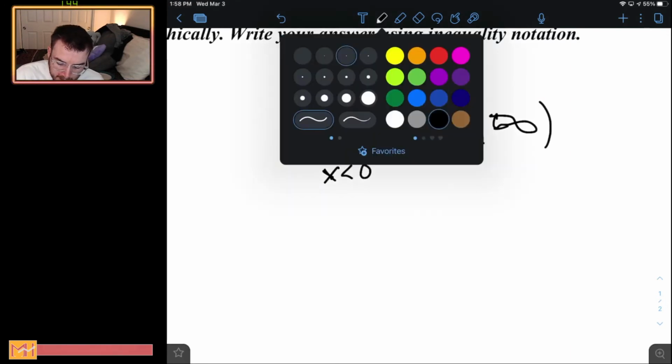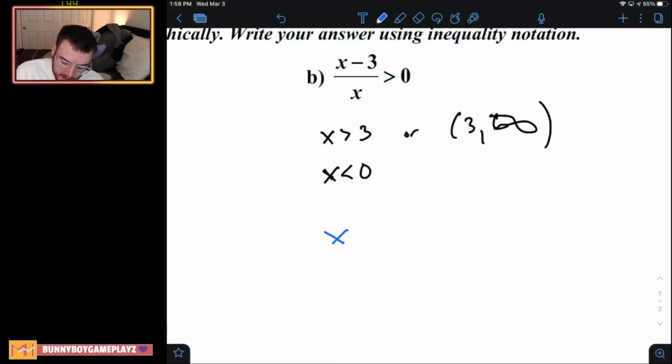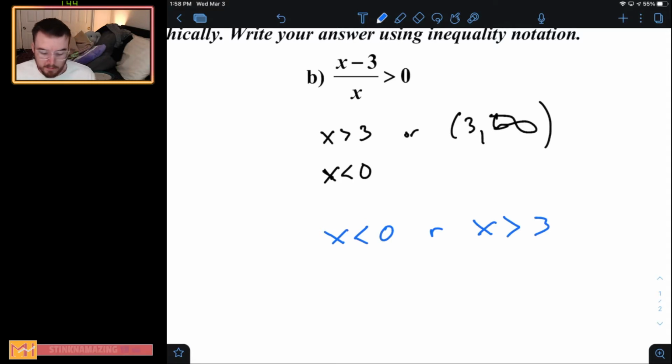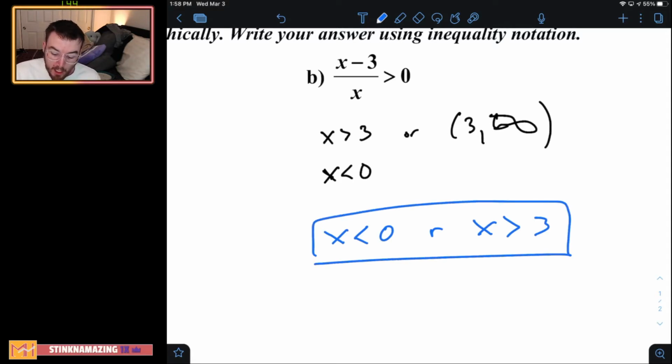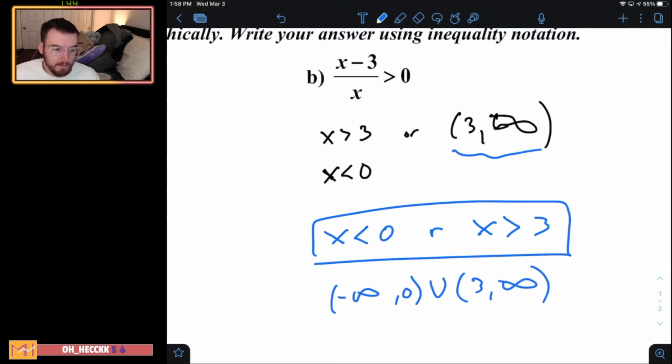Okay, so let me write this properly. X is less than 0 or x is greater than 3, right? That's kind of our final answer. Or with the set notation, you could say negative infinity to 0 unioned with 3 to infinity.